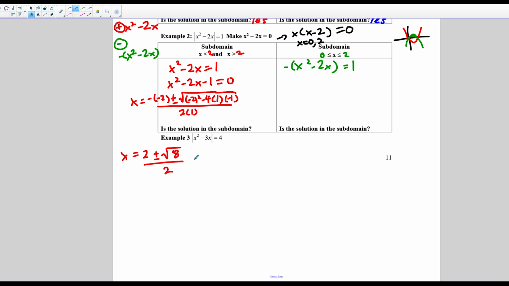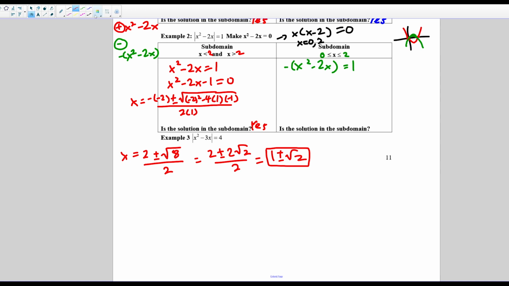So this is really the same thing as (2 plus or minus 2 square root 2) all over 2. We can divide both terms on top by 2. So this gives me 1 plus or minus square root 2 as my two solutions. Let me make that a little neater: 1 plus or minus the square root of 2. So I get two solutions. Is the solution in the subdomain? And the answer is yes. We're going to check that very shortly after we solve for the green.